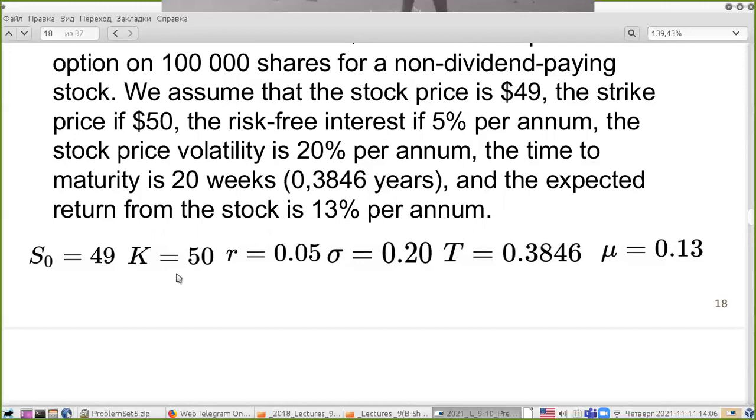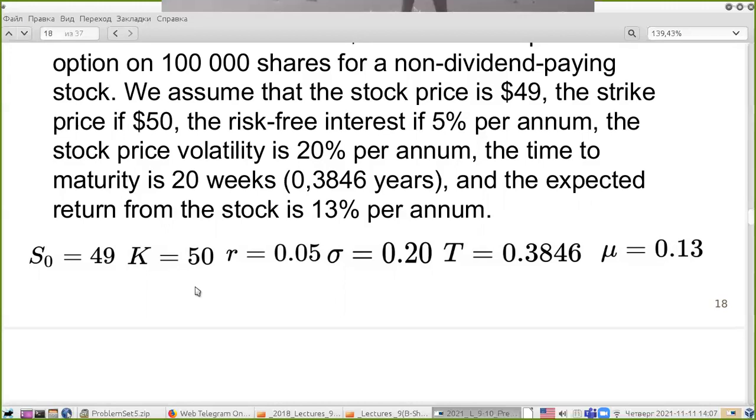You buy a call option with strike price 50. At the end, after 20 weeks, we have zero, because the payoff of a call option is S0 minus K, but it's a negative number, so we put zero. Please explain when we win and when we lose.